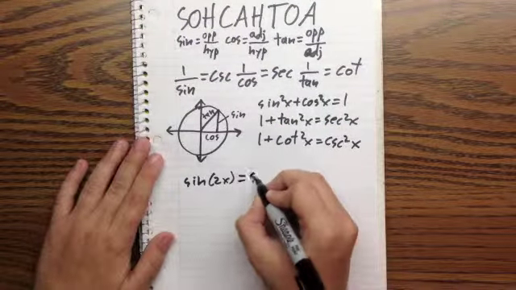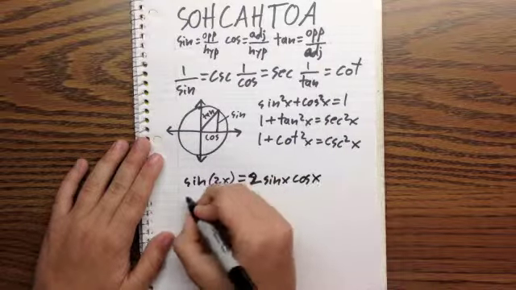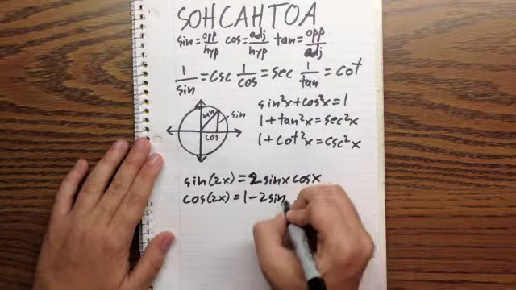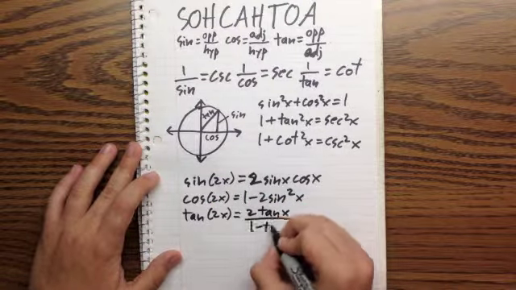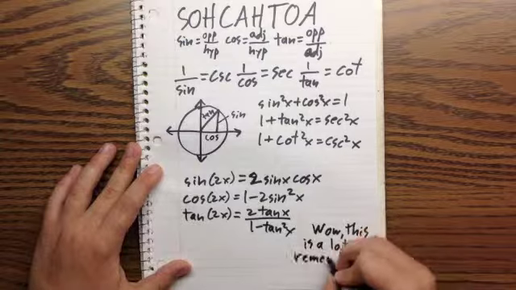The sine of 2x is 2 times sine and cosine, the cosine of 2x is 1 minus 2 times sine squared, and the tangent of 2x is 2 times tangent over the quantity 1 minus tangent squared.